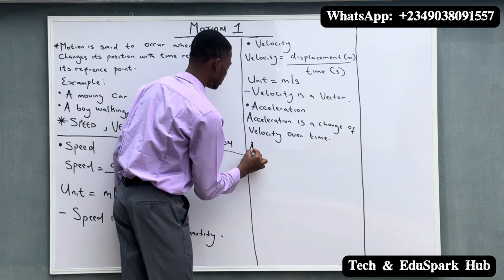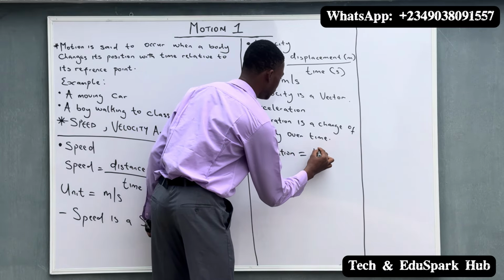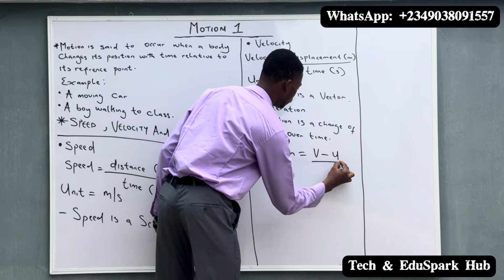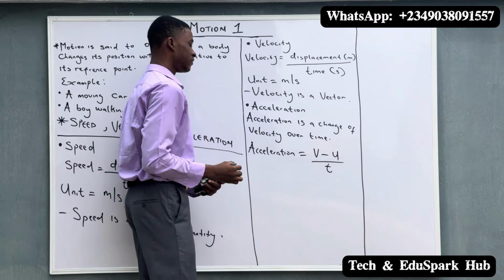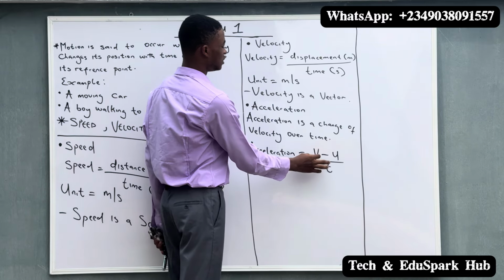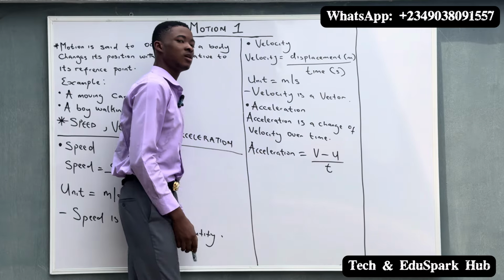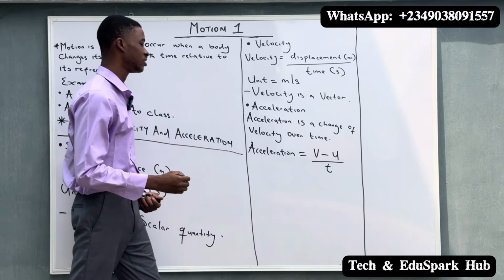So the formula for acceleration is given as v minus u over t. It is given as change in velocity over time, which is the final velocity minus the initial velocity over time. So this is the formula for acceleration.